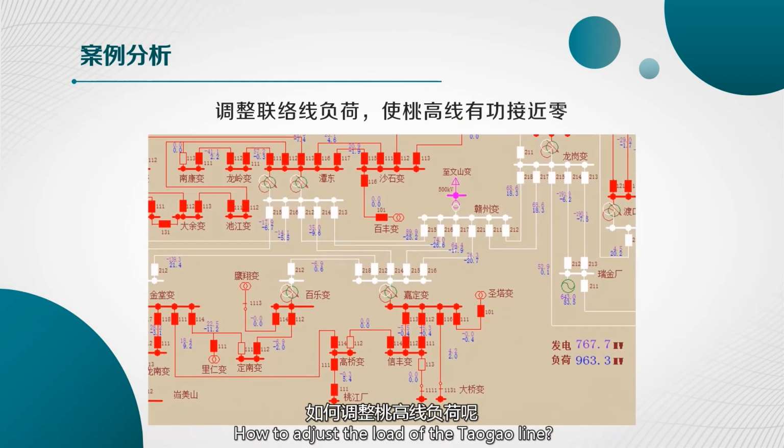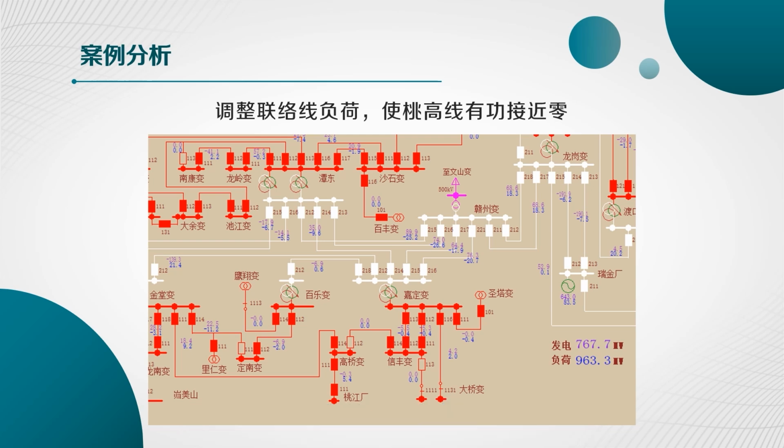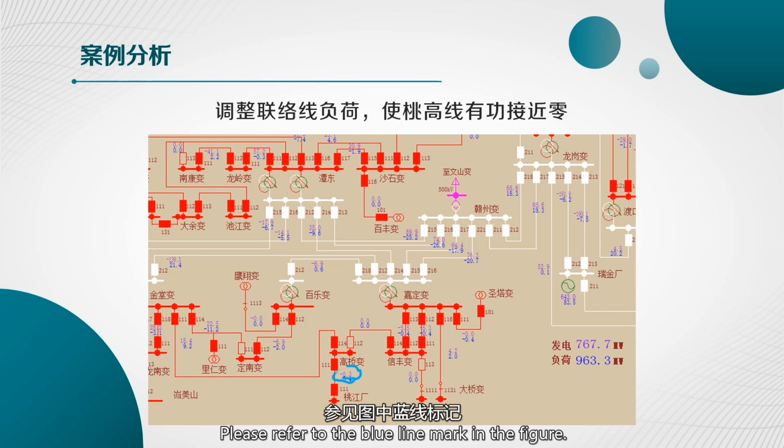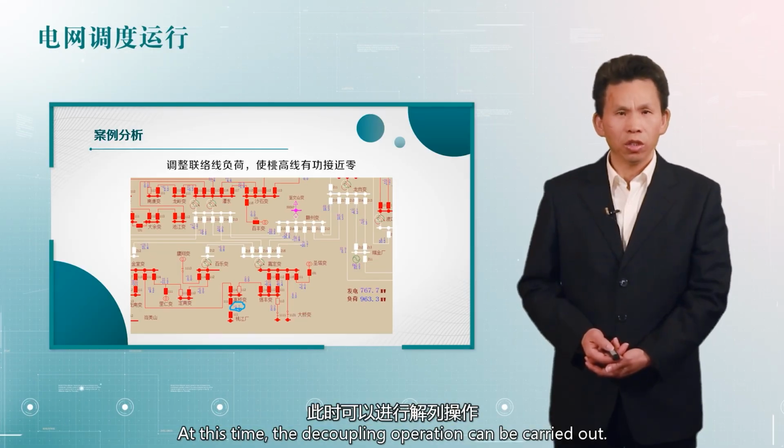How to adjust the load of the Taogao line? Dispatching remote operation. Gradually reduce the power output of the Taojiang plant until the active power of the Taogao line is close to zero, and the actual value is 0.3 megawatts. Please refer to the blue line mark in the figure. At this time, the decoupling operation can be carried out.